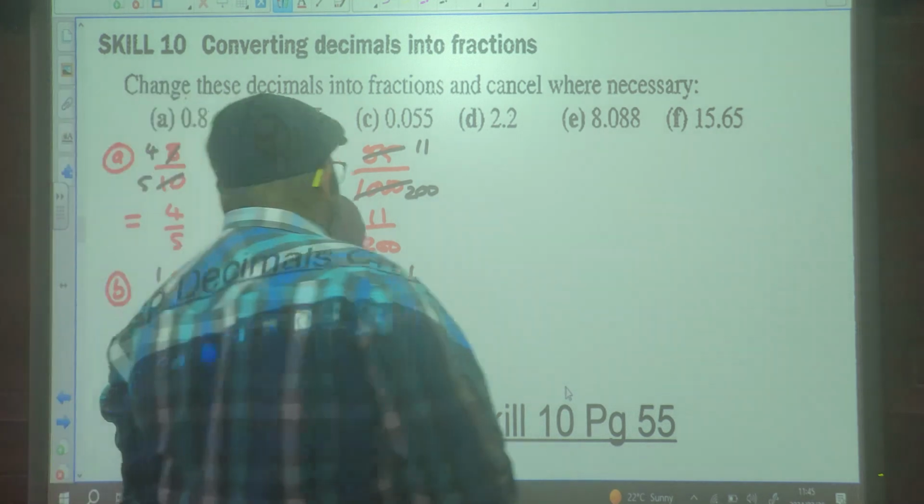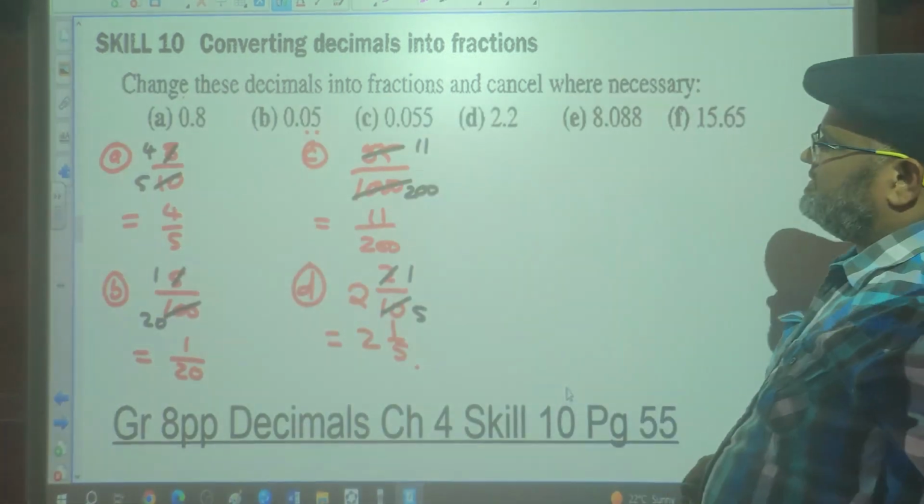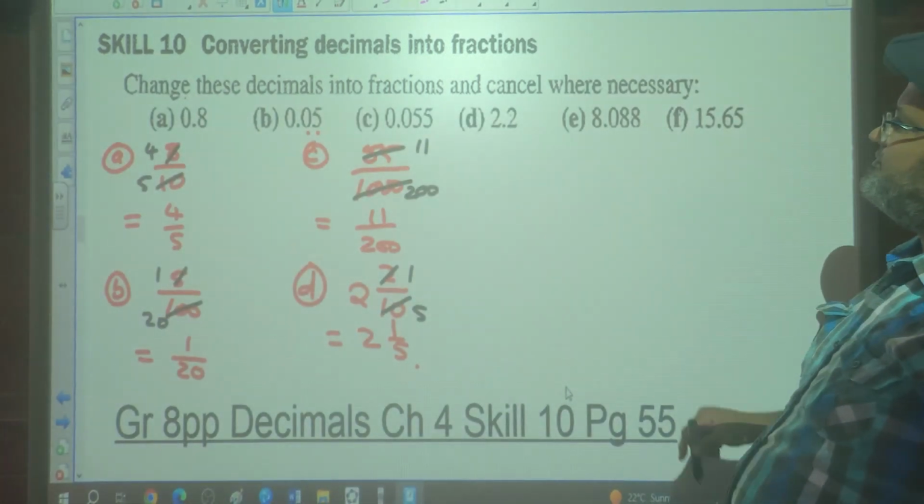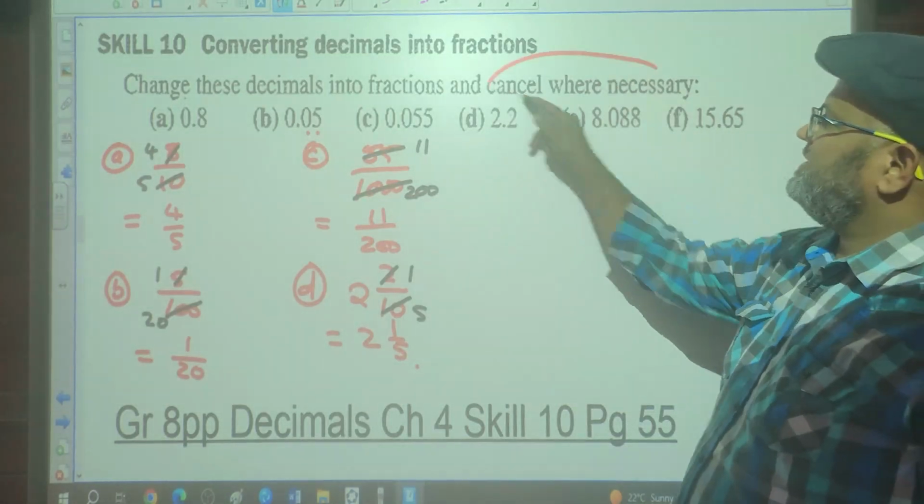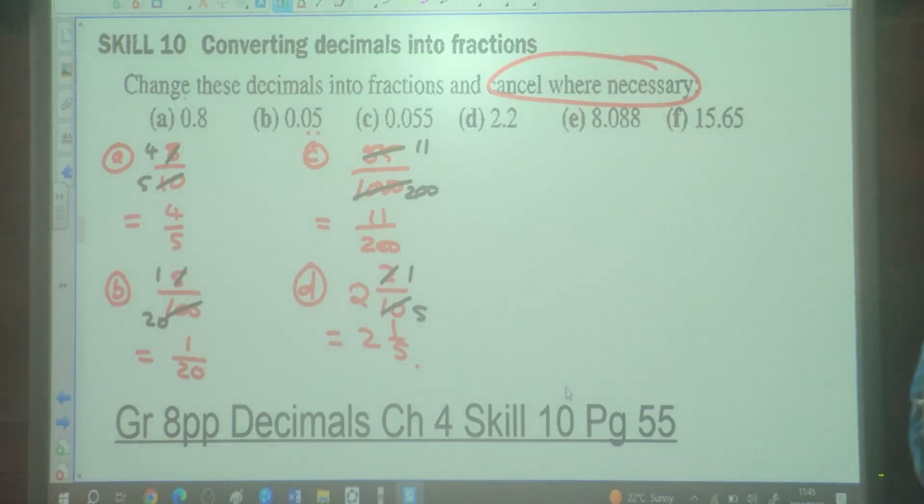Sir, is it okay if I didn't simplify my answers? Can I still mark it right? No. It says here, cancel where necessary. So make a note there that you have made a mistake. Otherwise, in the exam, I don't want you to make it wrong. Just make a note there next to it. Okay.